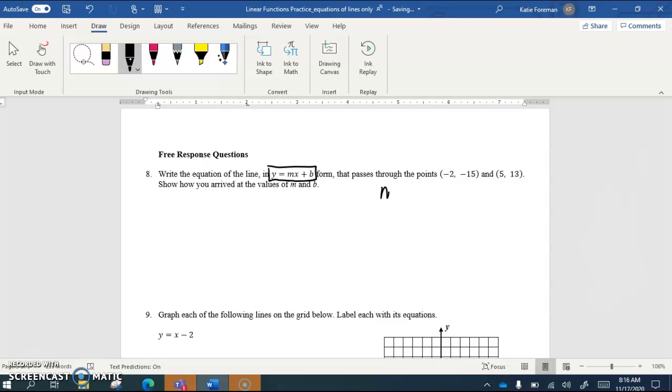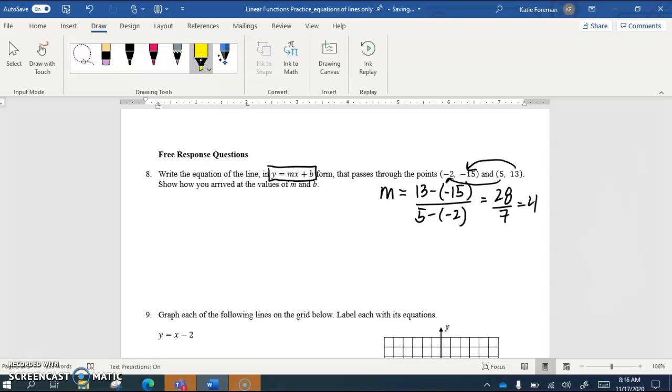Okay, so first things first, I'm going to find my slope. 13 minus negative 15 divided by 5 minus negative 2. Okay, that gives me 28 divided by 7, so that's nice. Gives me a slope of 4. I have my slope and I have 2 points.